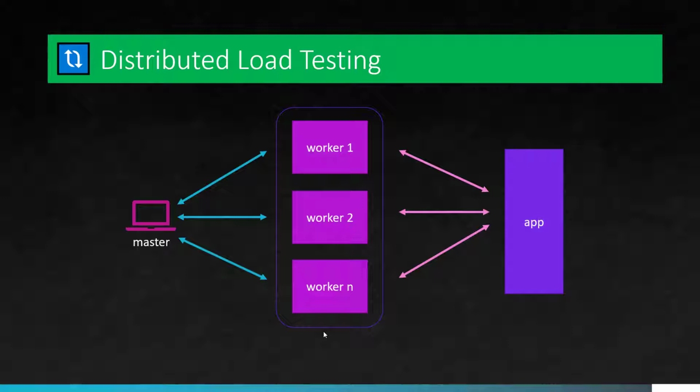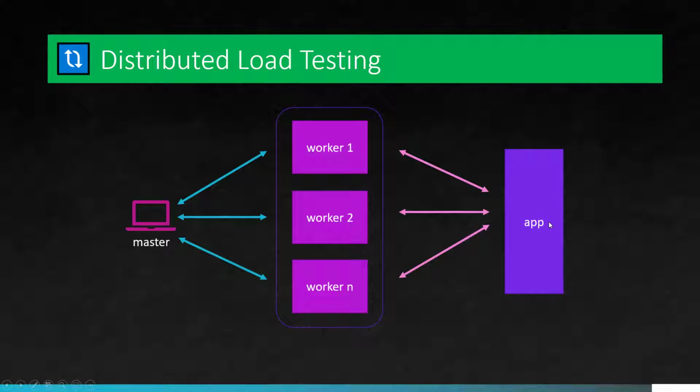It is always best practice to distribute the load across multiple machines, and those multiple machines will be responsible to inject the load to your application under test. So here we'll have one master machine which will oversee the communication between the master and worker machines, which will have the responsibility to inject the load to the application under test.